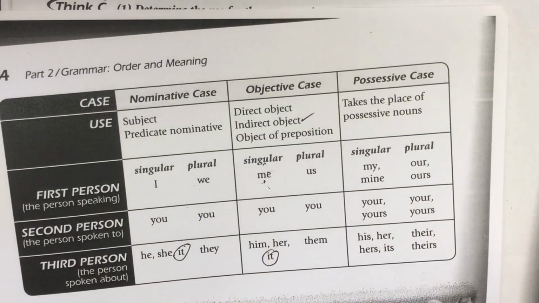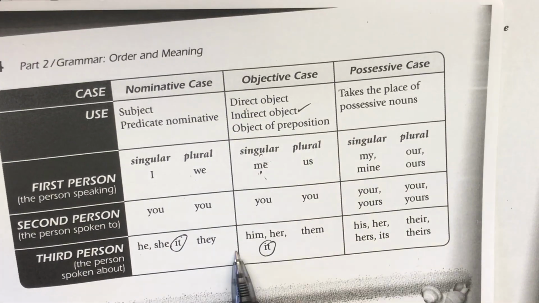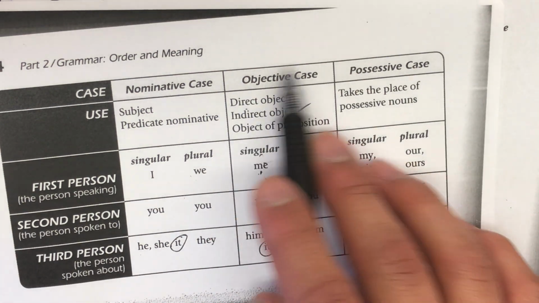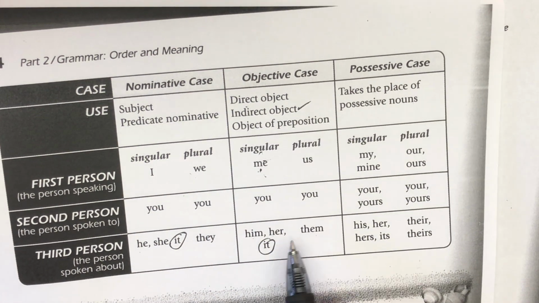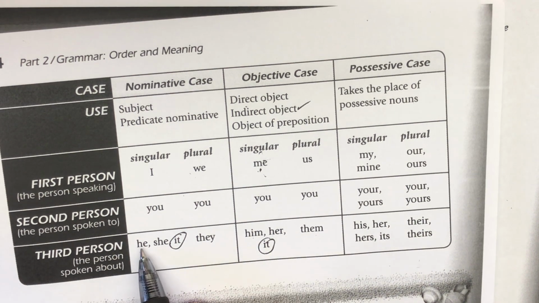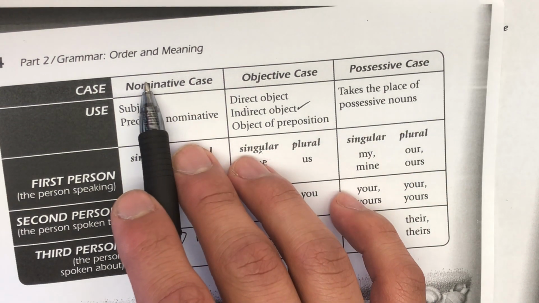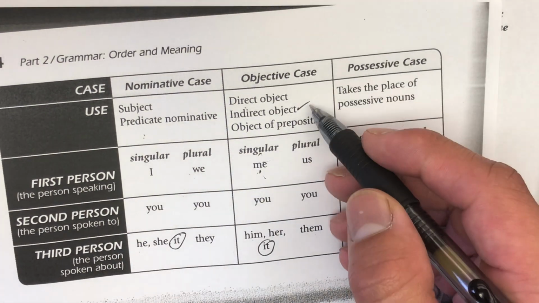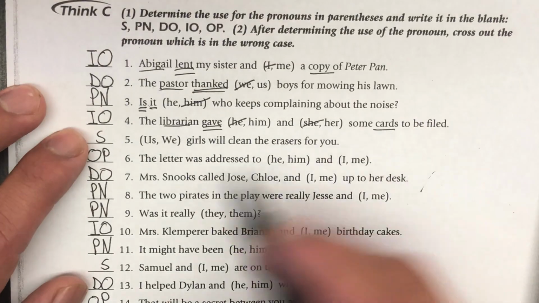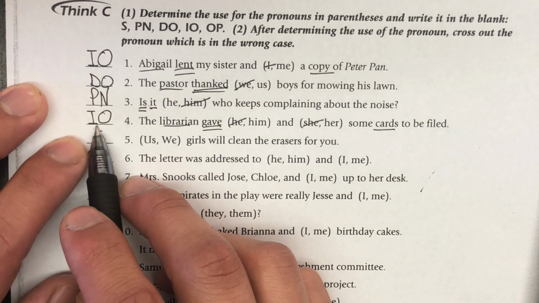How do we know that? Because the indirect object falls under the objective case pronouns. So we've got him and her, not he and she, because that would be nominative case, and they're not functioning as a subject or predicate nominative. They're both functioning as indirect objects.